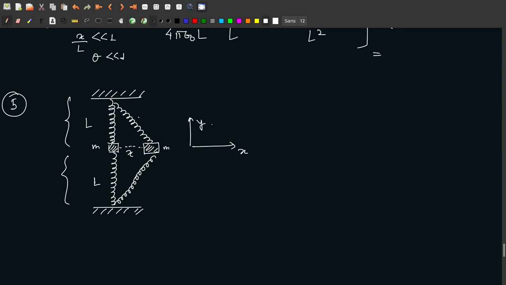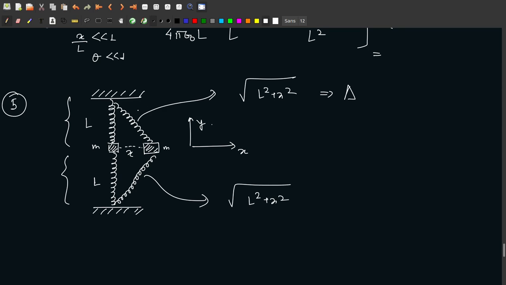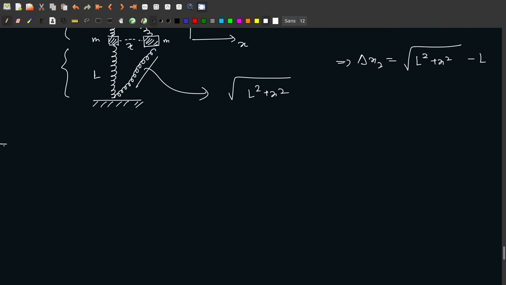So it's very simple. You have to just find out the length of this part of the spring. So the length is obviously root over of L square plus x square. This length under the extension is also root over of L square plus x square. So the extension in this part, let me denote it by delta x1. Delta x1 is obviously root over of L square plus x square minus L, and similarly the extension in this part, which is delta x2, is again the same quantity, root over of L square plus x square minus L.